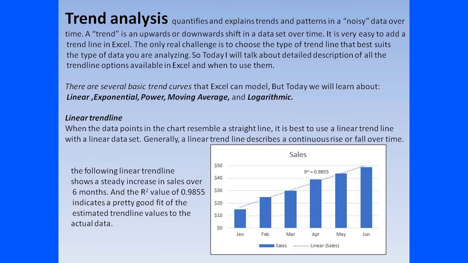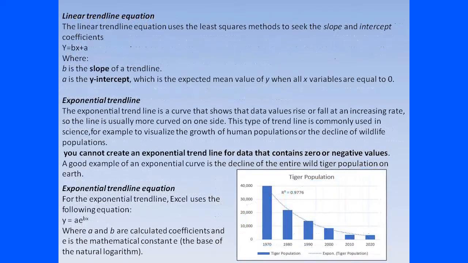So what is the linear trend line equation? The equation for a linear trend line is y equals bx plus a. Here b is the slope of the trend line and a is the y-intercept. So next I'll talk about the exponential trend line.